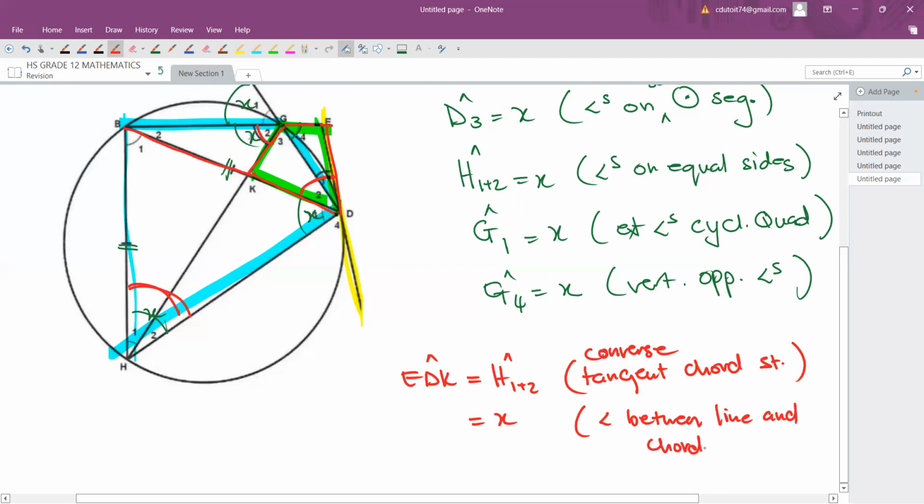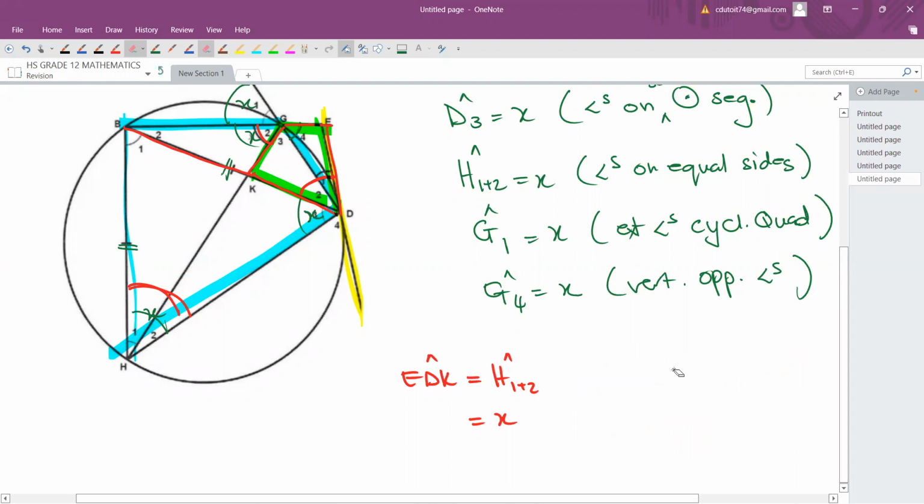No, this one isn't correct. No, it isn't correct. Let me explain this. If you want to prove that that is a tangent and those two angles are the same, then you can use the converse tangent chord statement or line between chord and line between circle and chord.